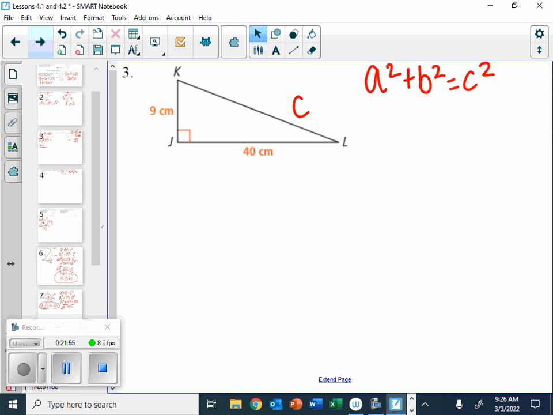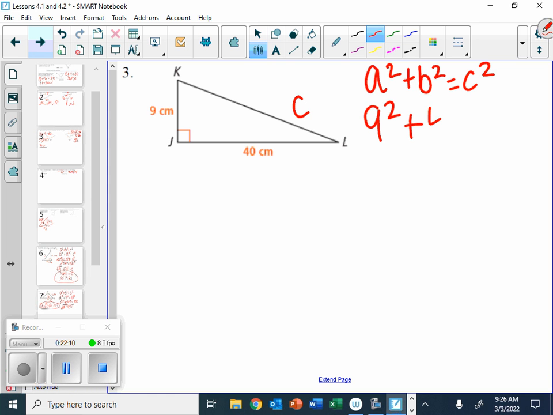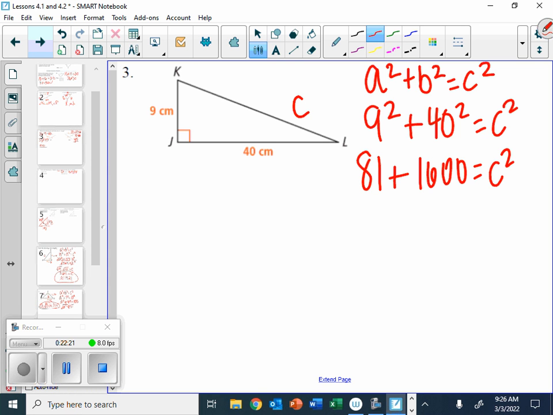Alright, what do we get for our answer? Say again. 41. Good, 41. Okay. So, 9 and 40, they can either be A or B, it doesn't matter. So you have 9 squared plus 40 squared equals my hypotenuse squared. 9 squared is 81, 40 squared is 1600, and that equals C squared. 81 plus 1600 is 1681.